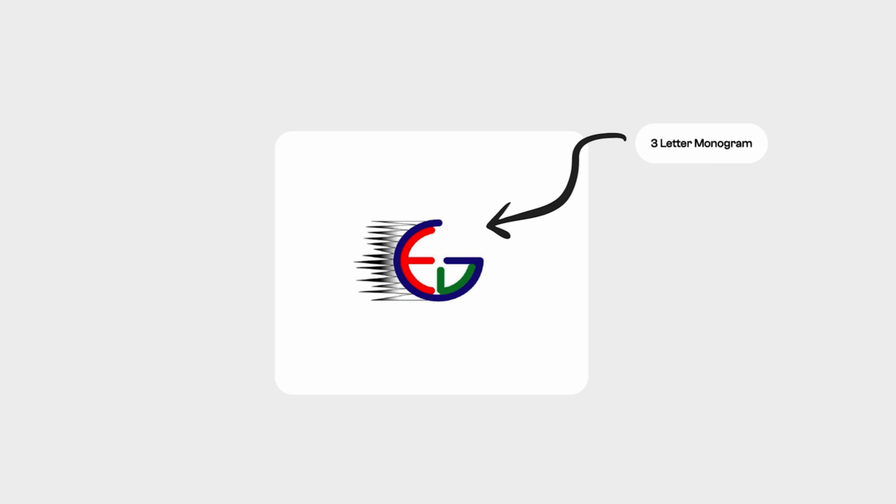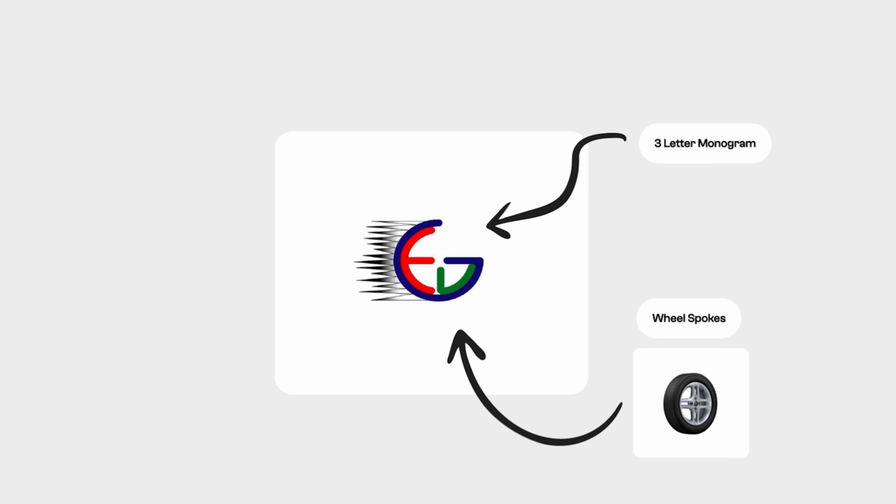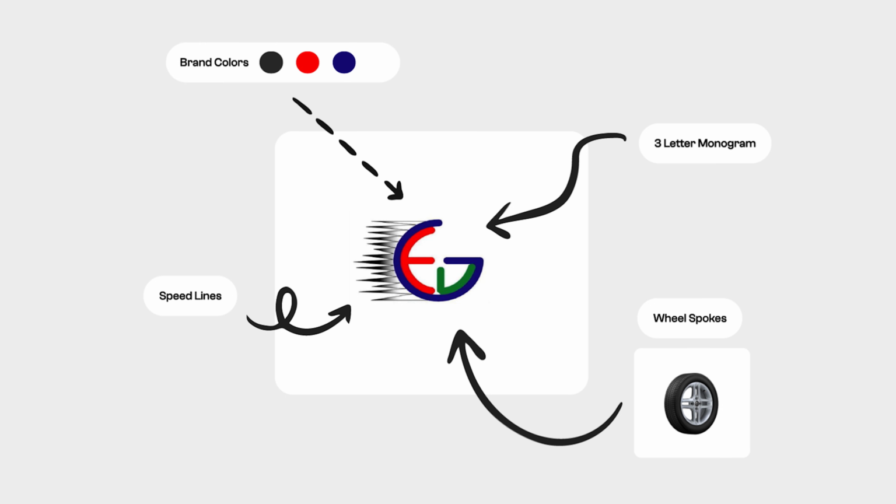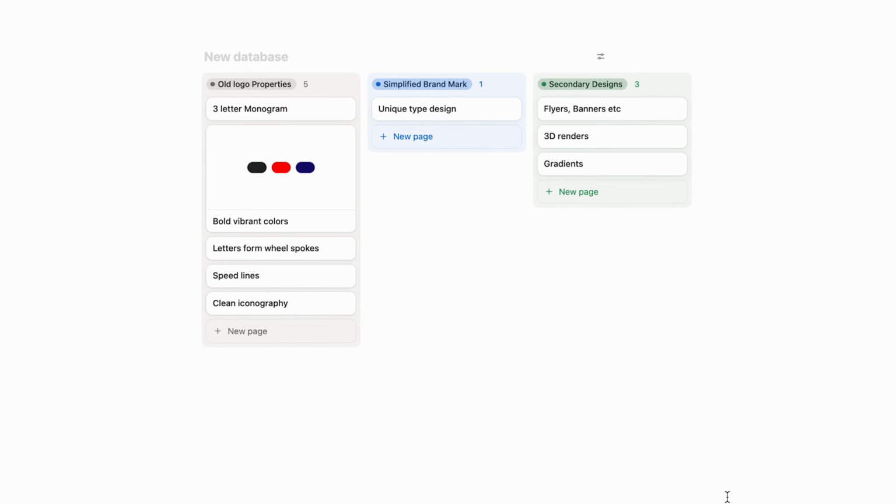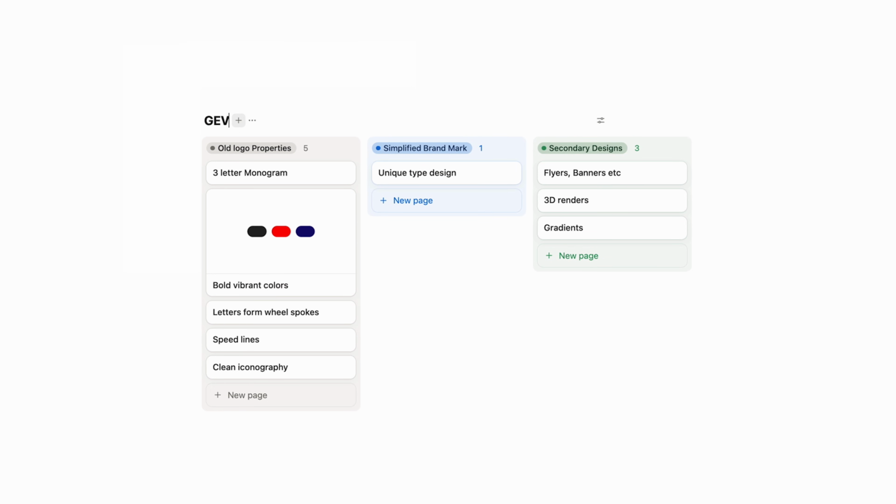It's a monogram with 3 letters that come together to form the wheel of a bus, and there are these triangles to the side that sort of convey speed, and the colors are very bold and vivid. But this is all a bit overkill for a brand that wants to come across as serious or professional. There's just way too much going on with the main logo.